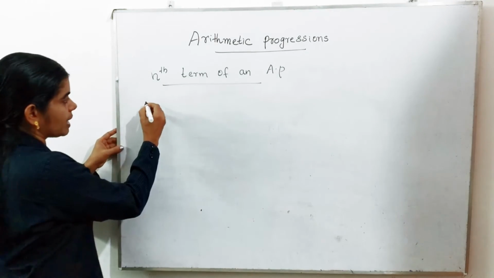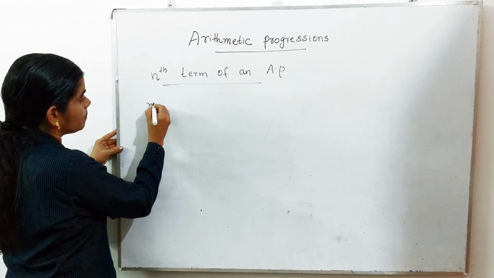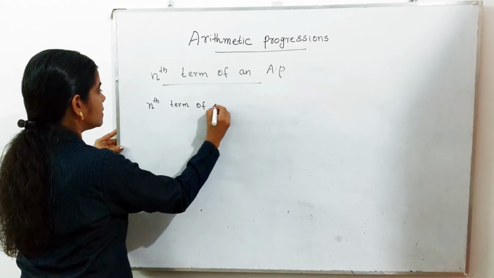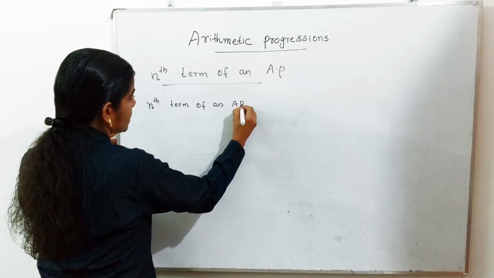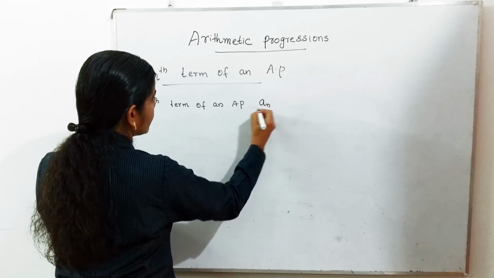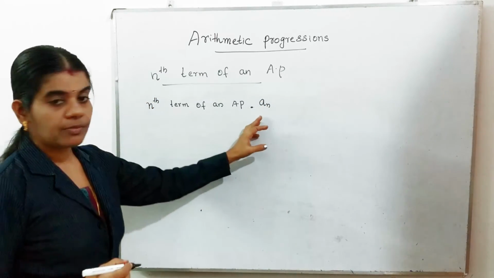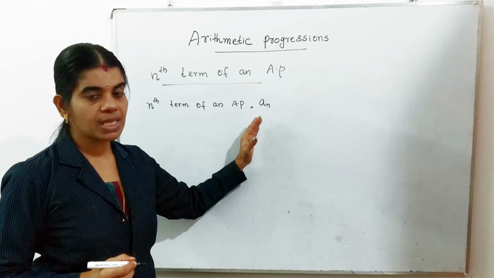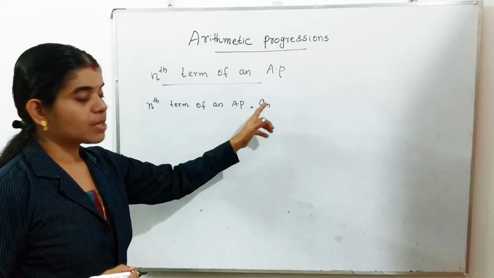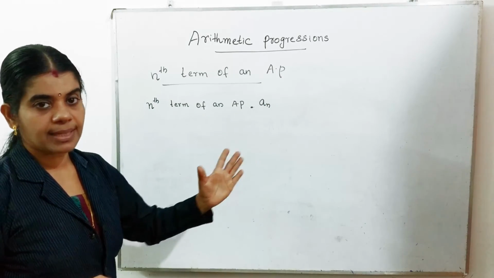Then I am writing the formula for the nth term. Normally nth term we are representing by an. Means n will be the different numbers. If n is equal to 1, that will be a1, that will be the first term. If n is equal to 2, that will be the second term, like that.